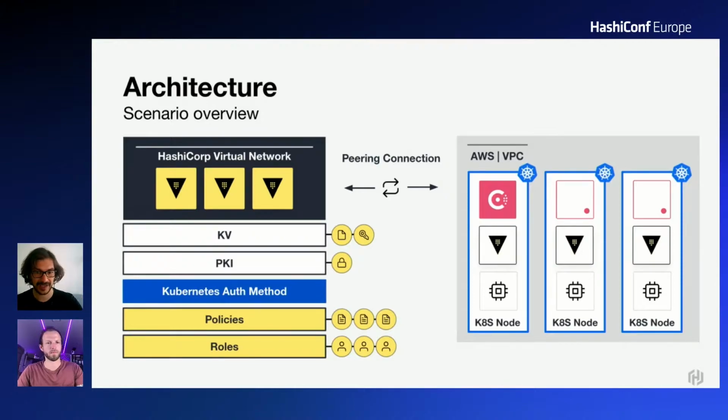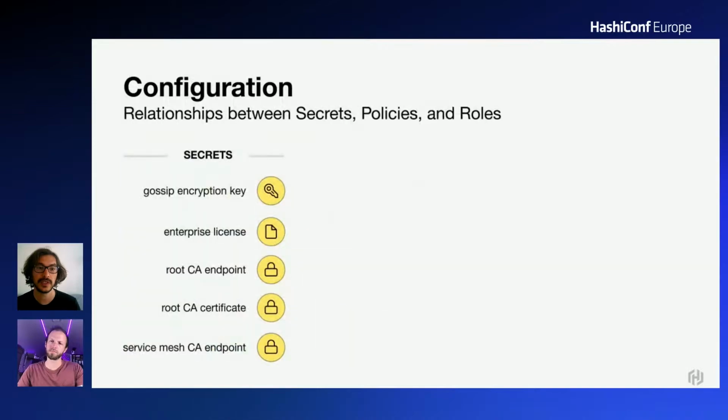So we mentioned that there is going to be some mapping between the secrets and the workload. Let's see in detail what we're going to do. So we start with the secrets. Specifically, the secrets that we're going to use are the gossip encryption key, the enterprise license, as mentioned, and then the TLS certificates, for securing communication across Consul agents and your workload.